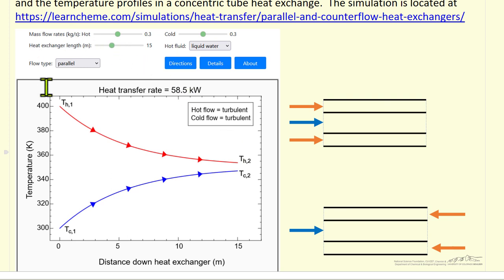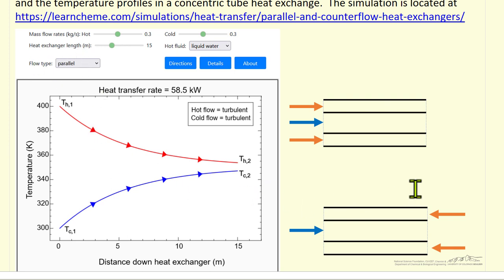We can change the flow rates of each of these with sliders. We can also change the length of the heat exchanger, and we have three choices for the hot fluid. The cold fluid is fixed as liquid water, but we can change the hot fluid. We can also change the flow rate.